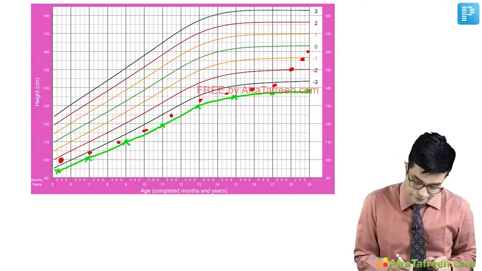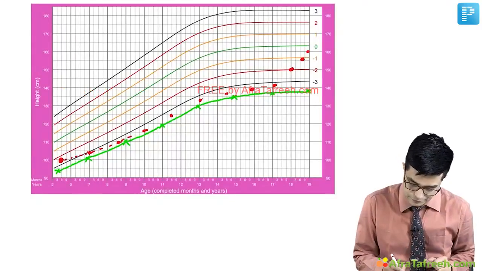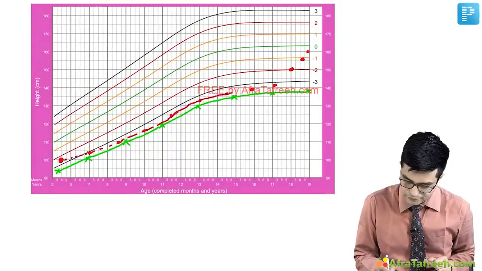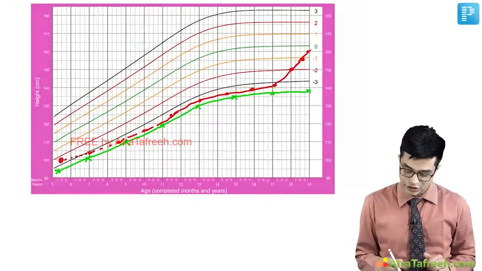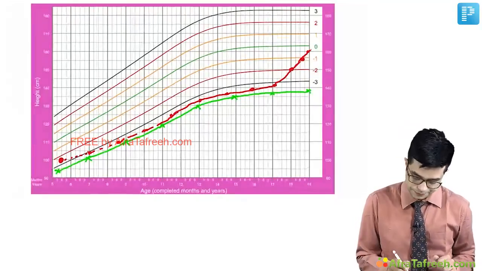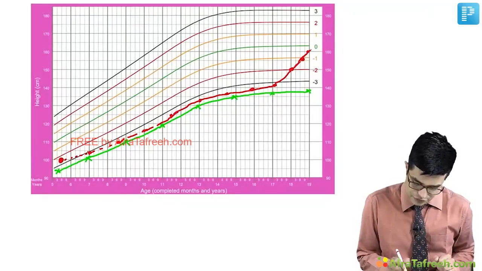I plot it. So it is getting plotted like this. The third child, I am using a blue pen. This child came.